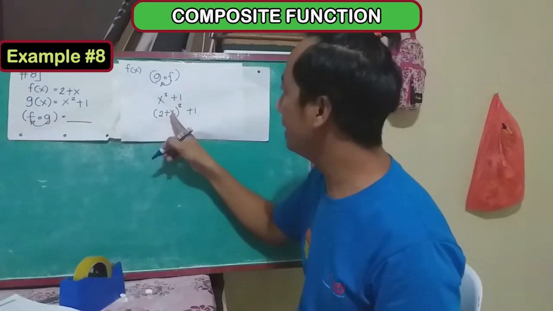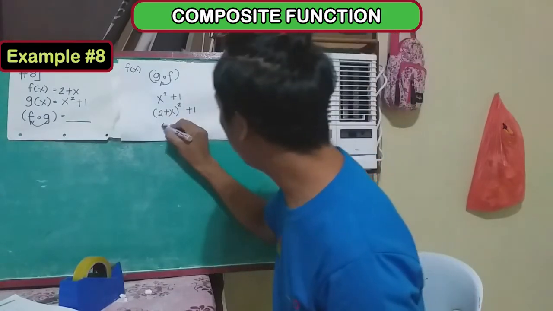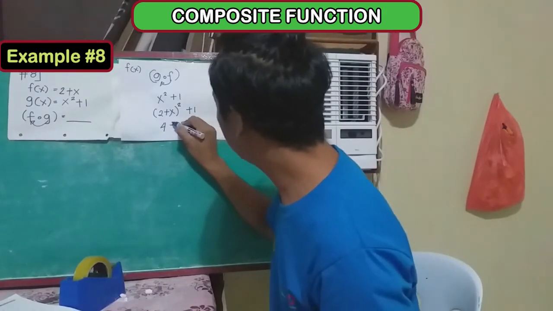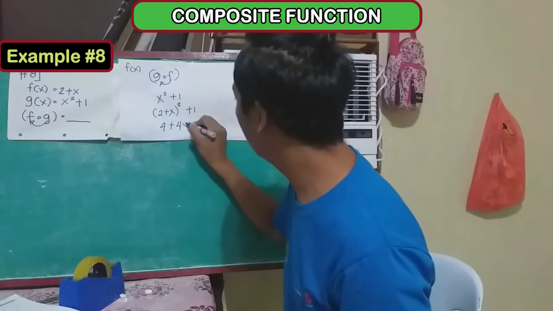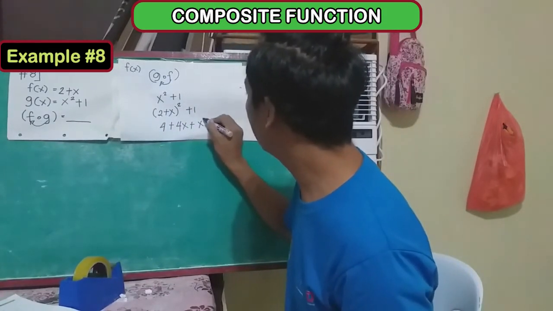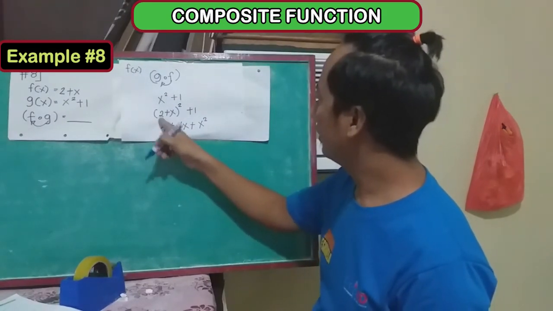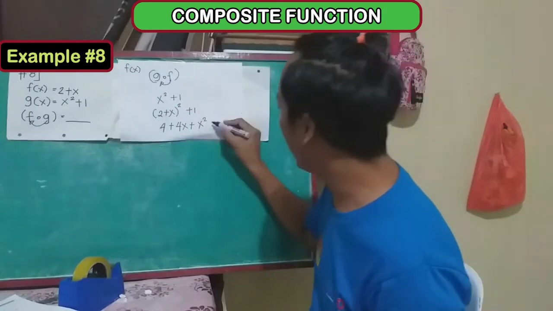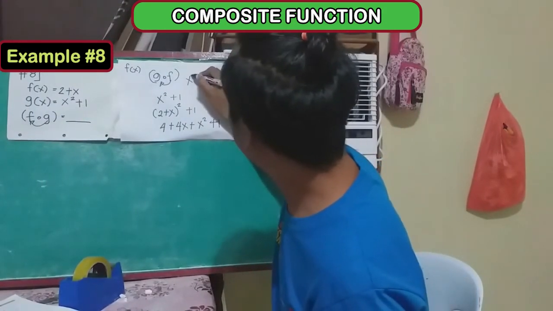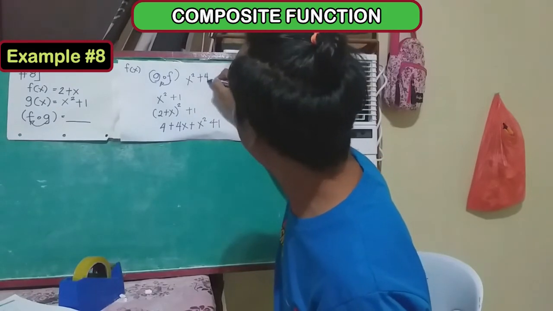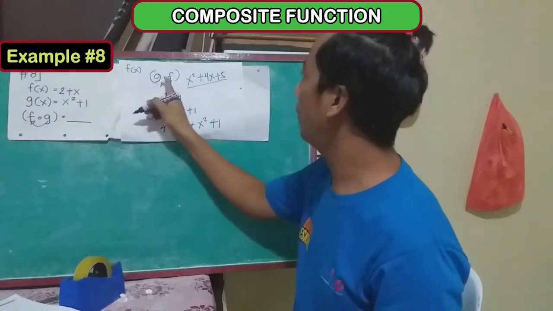Pero yung f natin is 2 plus x. 2 plus x squared, 4. Plus 2 times x, 2x times 2, 4x. Plus x squared. Ito yung 2 plus x squared. Plus 1. Simplify. X squared plus 4x plus 5. Yan ang value ng g of f.